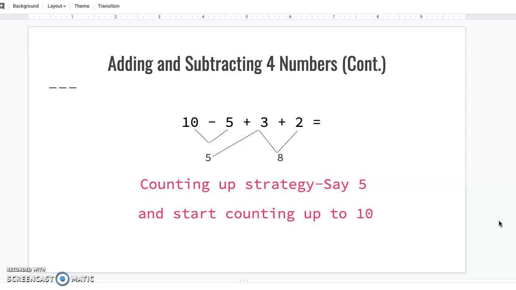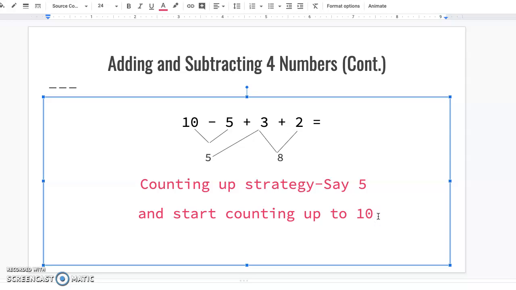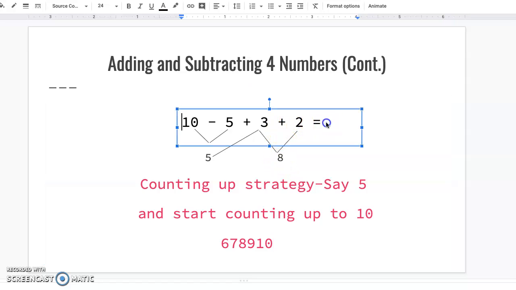All right, adding and subtracting 4 numbers again. All right, so we have 10 minus 5. If we don't know what 10 minus 5 is, we can say, put 5 in our head, 5, and then we're going to keep counting, 6, 7, 8, 9, 10. That's 1, 2, 3, 4, 5 numbers. So 10 minus 5 is 5. And then 5 plus 3 more gives us 8. And 8 plus 2 more gives us 10.